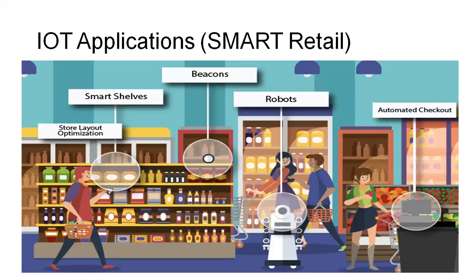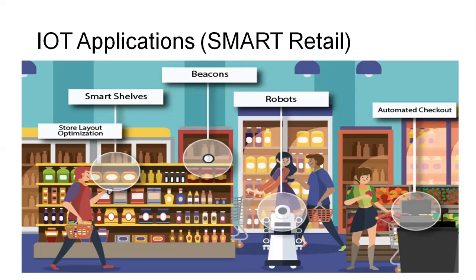Okay, and the next application is in smart retail. In the retail industry, IoT plays a very vital role, because you will see in the figure that it shows the smart shelves. Smart shelves means that in the shelf a particular item is placed. So the IoT sensors will give a notification to the owner of that store that the particular item is missing or is going out of stock, so that they always get notified and do not forget to restock every time.